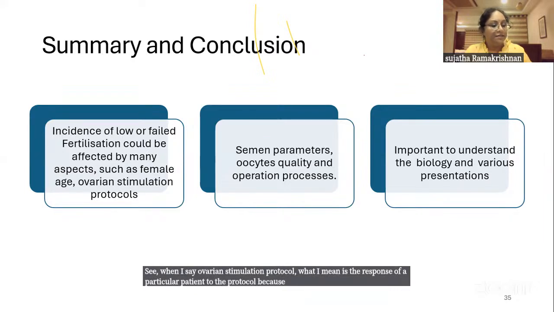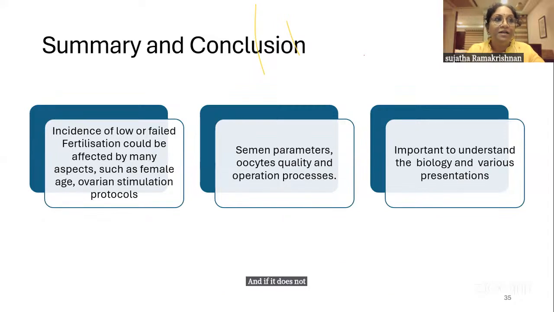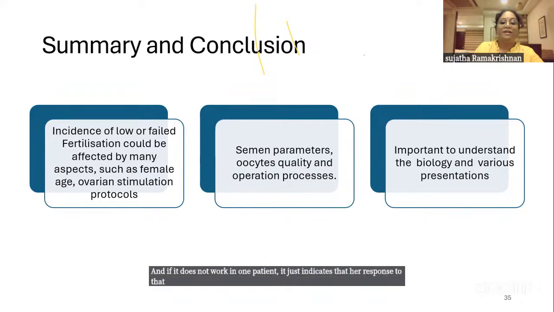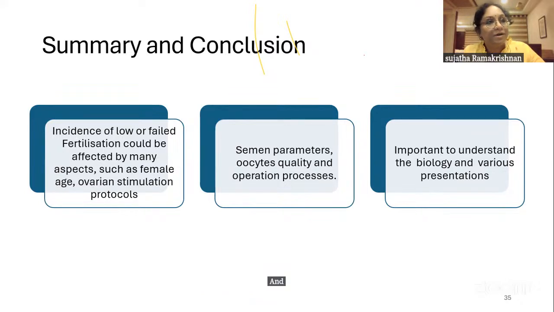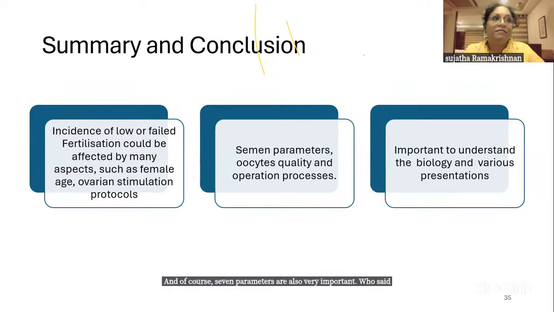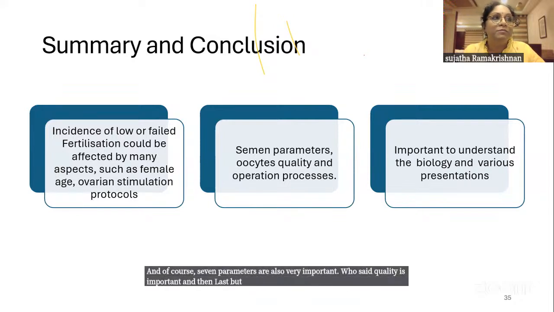Because the protocol which a clinician uses is something which has worked in hundreds of patients. And if it does not work in one patient, it just indicates that her response to that particular stimulation may not be right. And of course, semen parameters are also very important. Oocyte quality is important. And then last but not the least, the operating process. The embryologist has to be extremely skilled to get good fertilization.